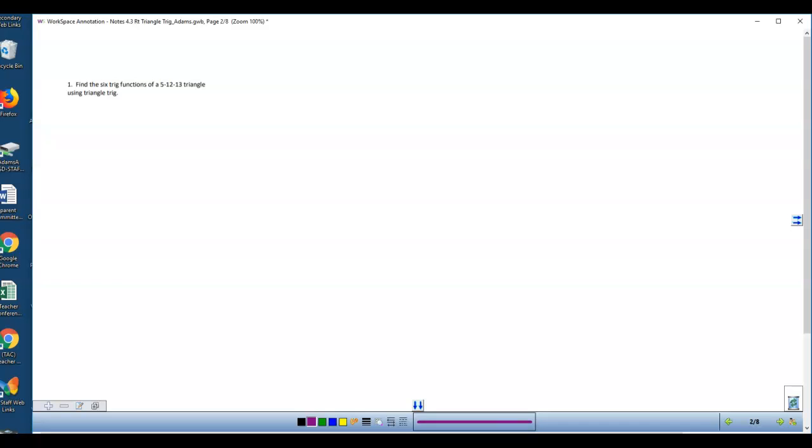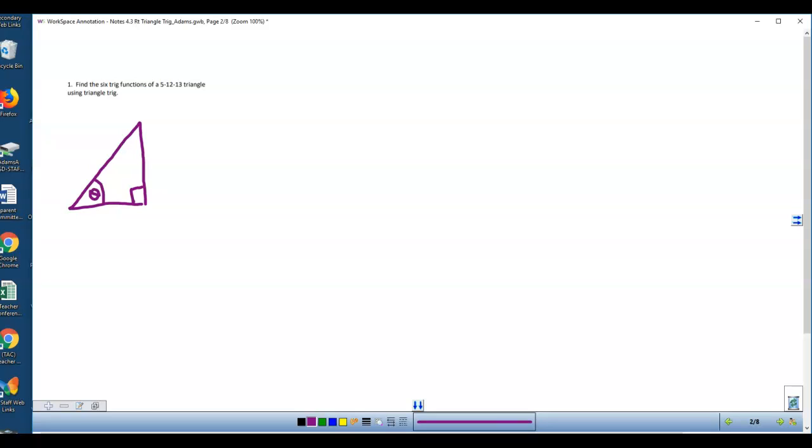Okay, so the first thing I want to do is get a picture and orient myself. I'm going to make my triangle look something like this. I'm going to put my right angle there. Wherever you put your right angle, just identify that. And I'm going to identify that my theta is in this angle spot right down here.